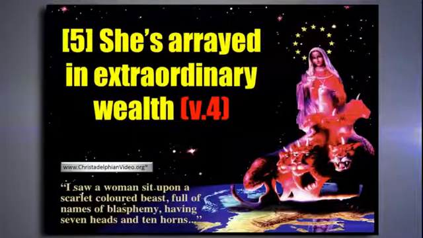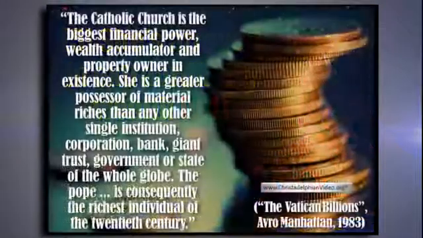She's arrayed in extraordinary wealth. Look at what he says there in verse 4. There's various items of clothing that are laid out here in verse 4. The woman, verse 4, was arrayed in purple and scarlet coloured and decked with gold, precious stones and pearls, having a golden cup. Okay, so she's very wealthy. And it's all there on show.